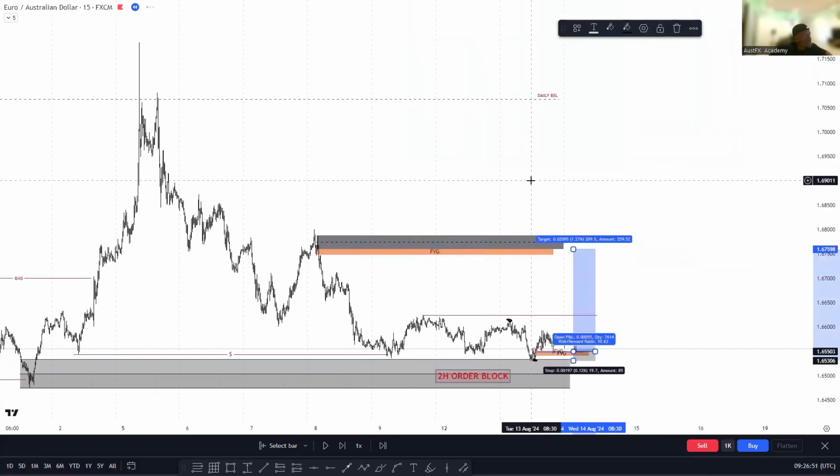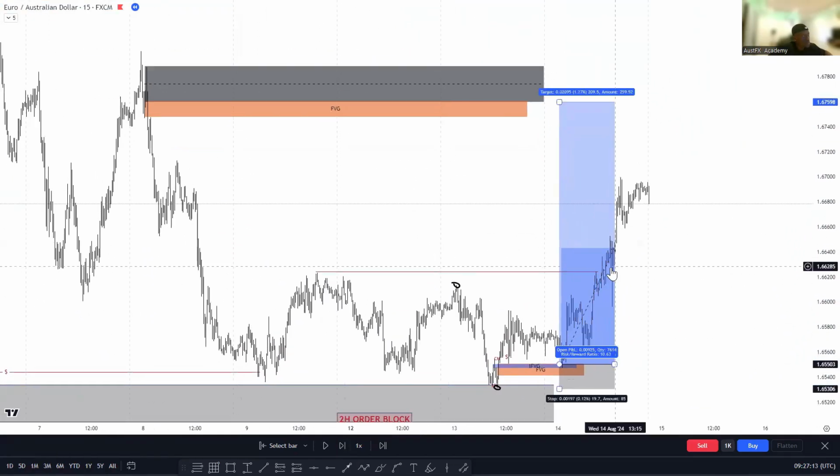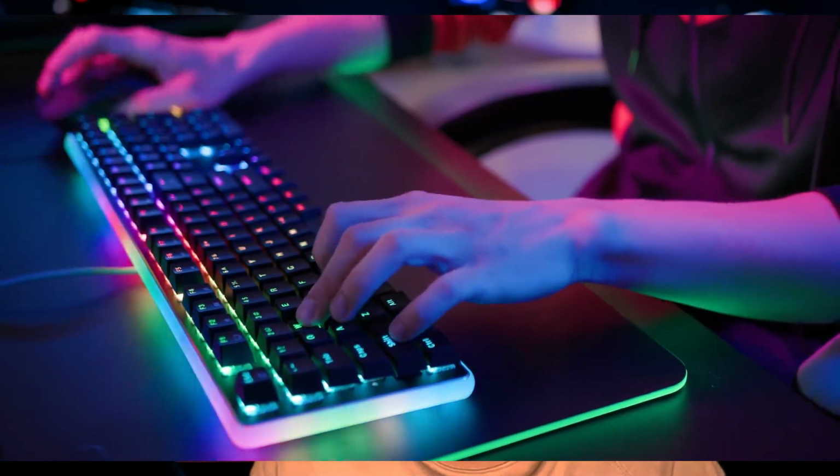Mr. Banks here again, and in today's video let me walk you through how I was able to take this 1:8 risk reward trade using fair value gaps, liquidity sweep, and also picking my entry from my higher time frame point of interest. Let's get right into the video, guys.